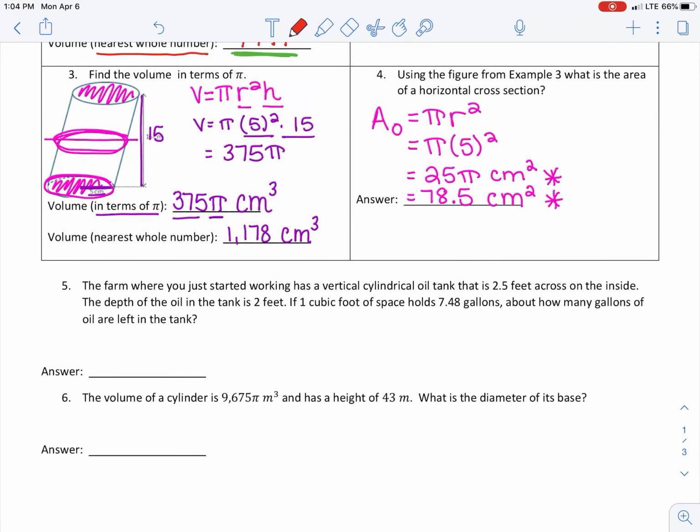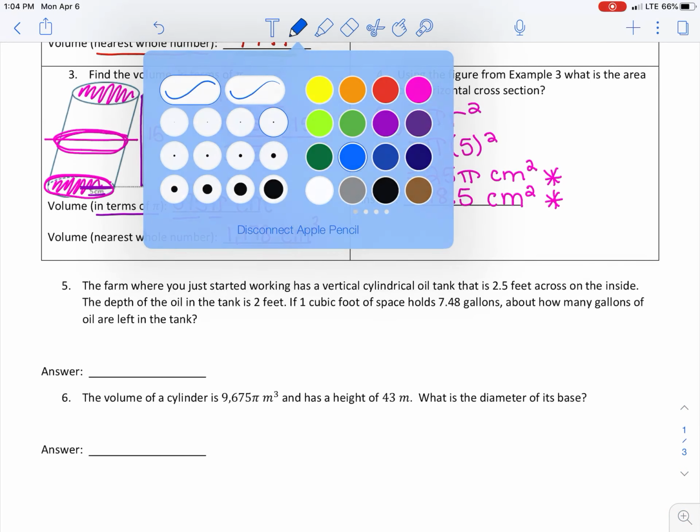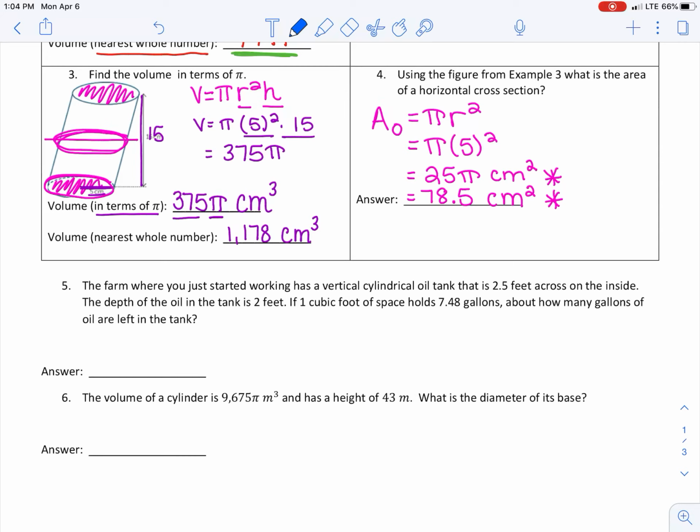Okay, let's move on here. So the farm where you just started working has a vertical cylindrical oil tank that is 2.5 feet across on the inside. The depth of the oil in the tank is 2 feet. If 1 cubic foot of space holds 7.48 gallons, how many gallons of oil are left in the tank?